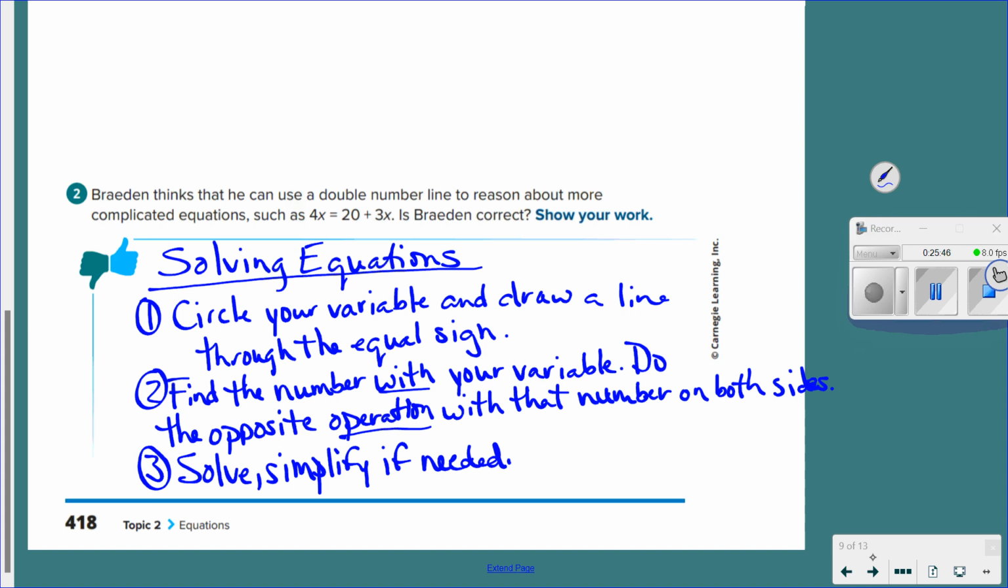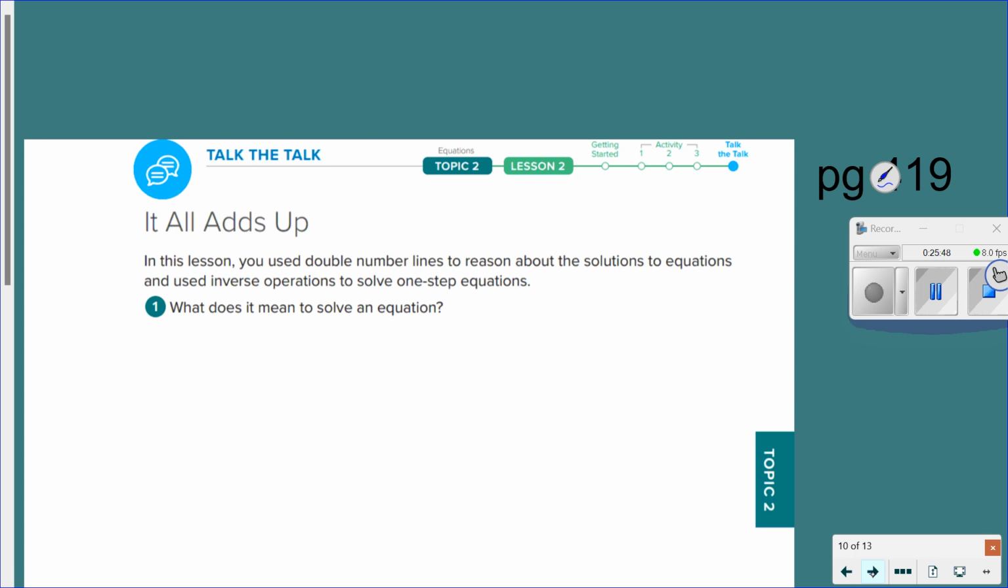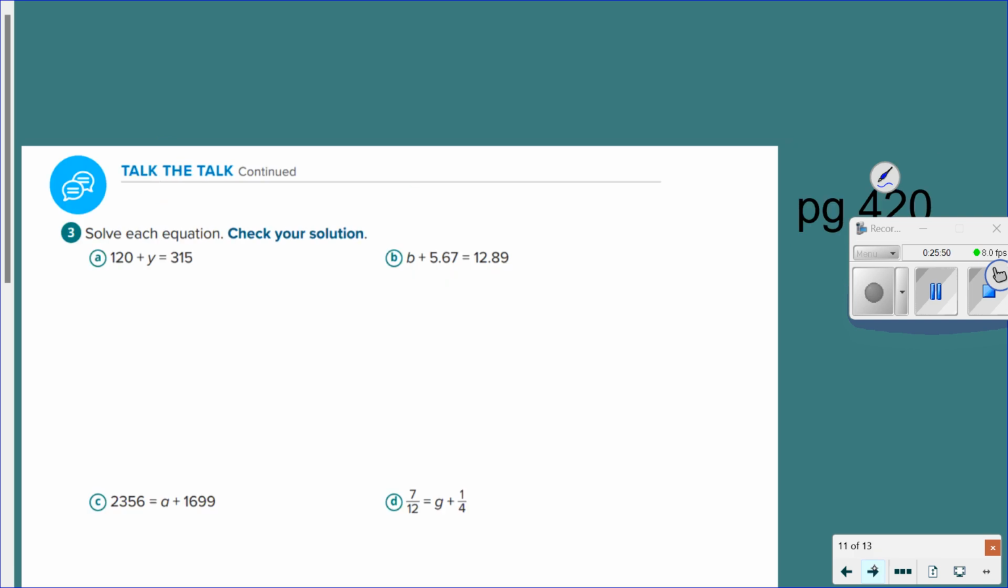So we're actually going to skip this page and go to page 420. Here is your chance to get some practice with what I just gave you as an algorithm to solve these. I'll give you a hint. Every one of these, you can do this right now before you even start anything, you circle your variable and you draw your line. That's your first step. You can do that with every single one of these problems because it's going to help you focus in on what it is you need to move, okay?